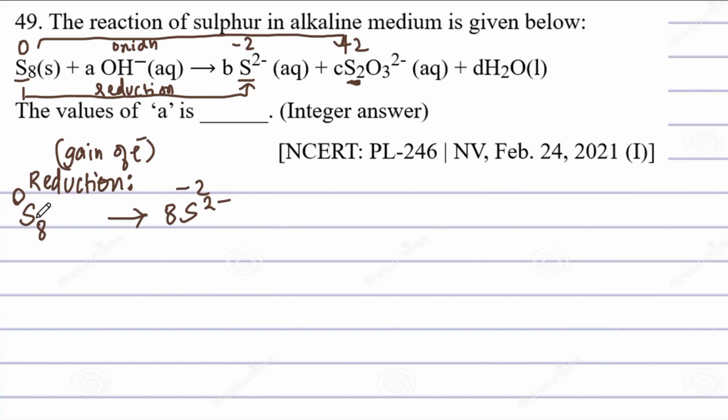Then how many sulfur atoms are there? 8 sulfur atoms are there. So 2 into 8, 16. 16 electrons are gained. So this is the reduction half reaction. Now let us see the oxidation half reaction.